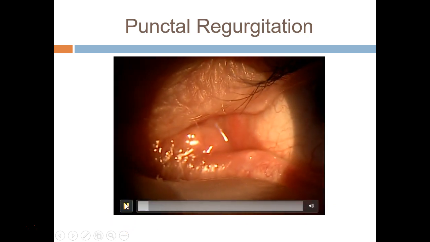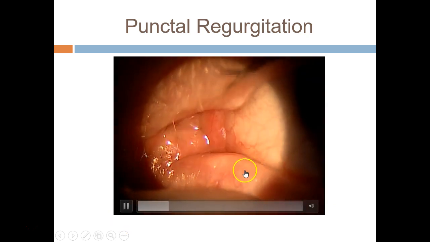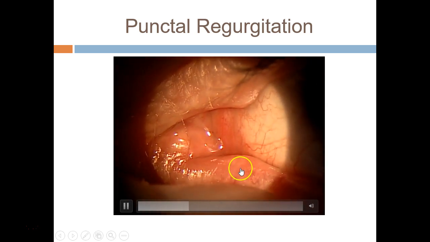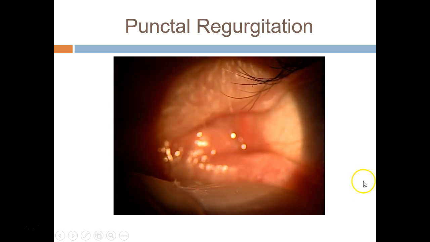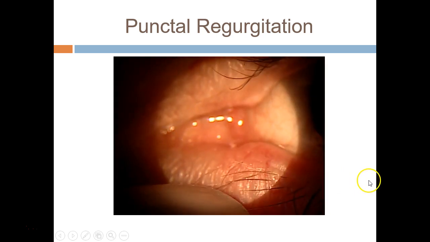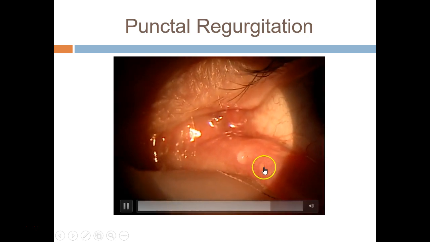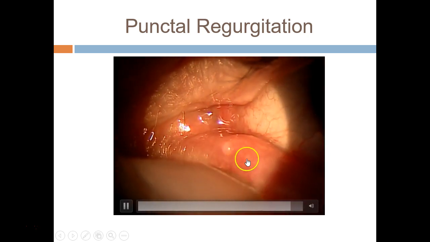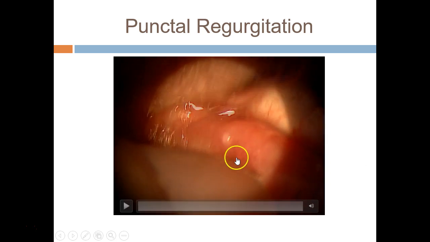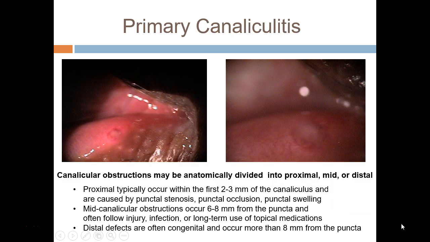Let's look at that again. So it could be real light and milky-ish clear here, and you'll see some others as we go. But some type of discharge that's not clear. It's not water. It's not clear tear film. There's some kind of bacterial discharge associated with this. It has some kind of opacity to it. So this is an example of punctal regurgitation, a finding that you'll see 60 to 70% of the time in canaliculitis. And every patient that I've had has had some type of punctal regurgitation. That was the classic sign to me.